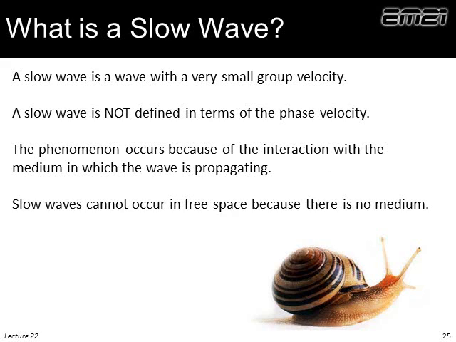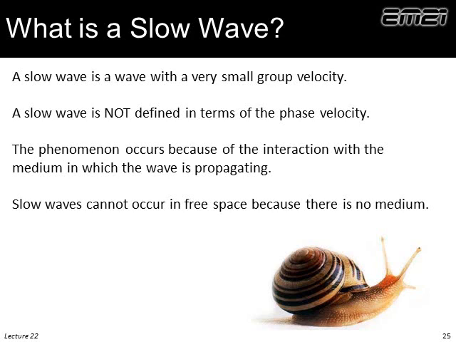Finally, on to slow waves. So, what is a slow wave? We define slow waves in terms of the group velocity, not the phase velocity. And we already know now that there's this relationship between group and phase velocity where the group velocity can be different. It can be slower or it could actually be faster, depending on the sign of that derivative term that quantified the dispersion.